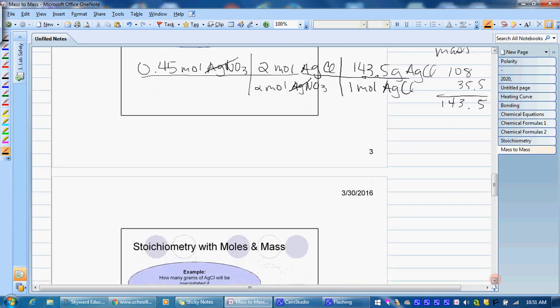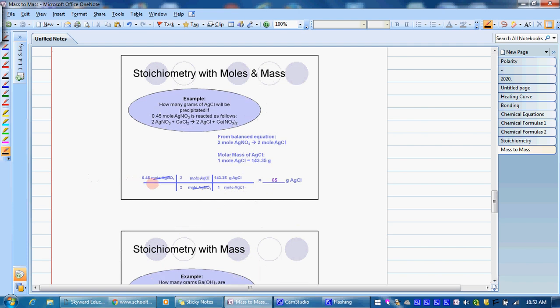So let's go back down here where it's typed in. It's a little easier to read. So 2 to 2, we cancel this out, and then our 1 mole of AgCl will cancel out our 2 moles here. We multiply through, divide by 2, and we get our answer with 2 significant figures because we started with 2 significant figures here. So that's a 2-step mole to mass problem.